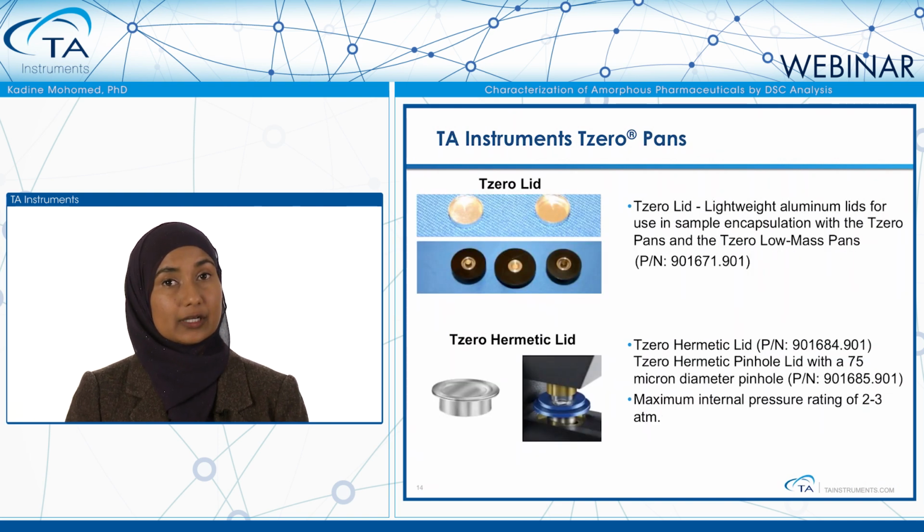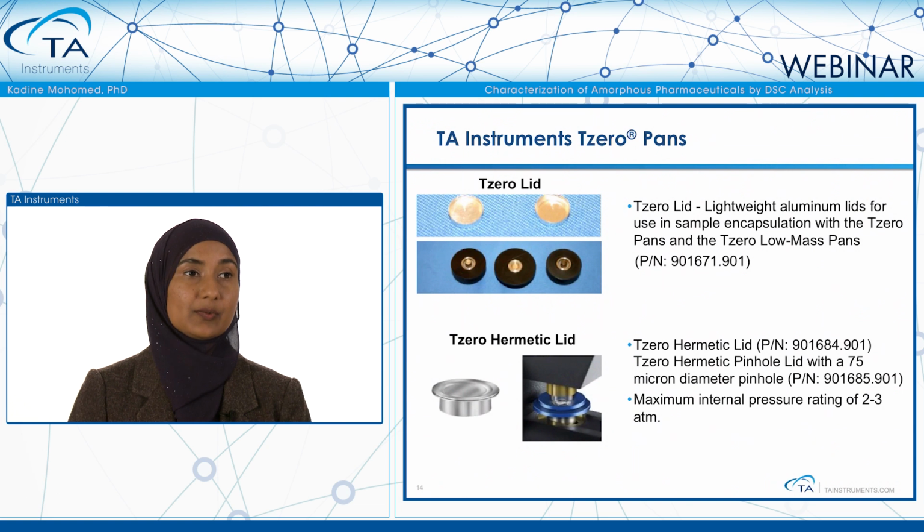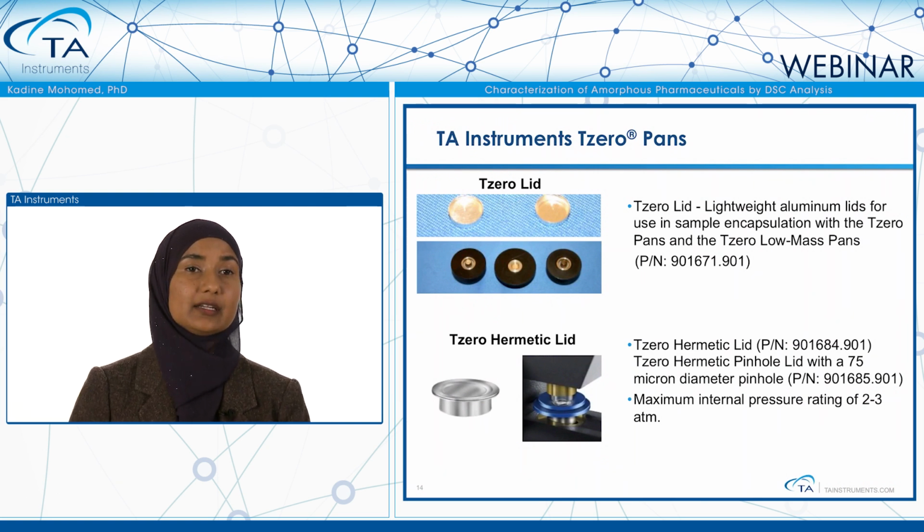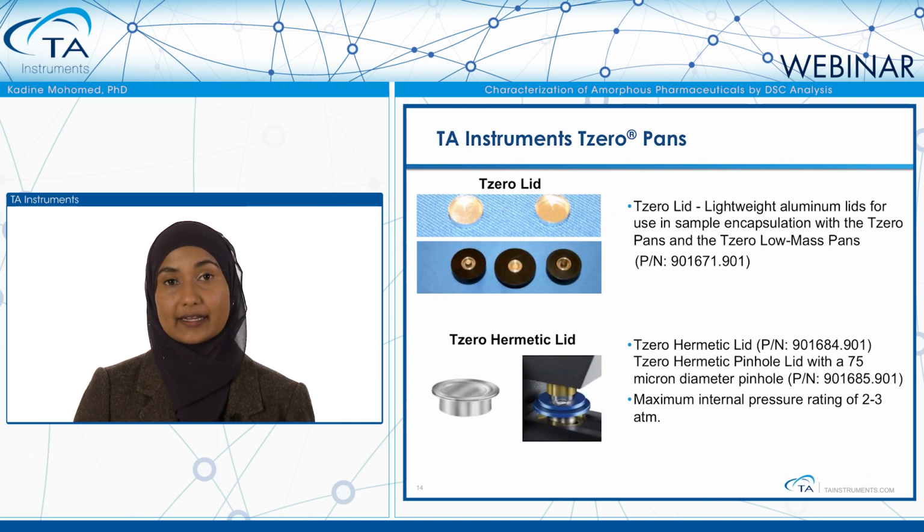The T0 aluminum pans can be used with a combination of two different lids. We have the T0 lid, which is a standard lid. It does not create a hermetic seal. And then the T0 hermetic lid, which creates a hermetic seal. The hermetic lid prevents the evaporation of moisture content or organic solvent content from your pan.